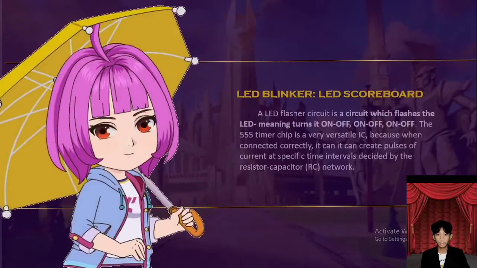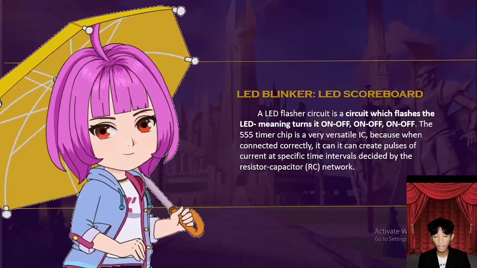Before we tackle a more in-depth discussion about the LED blinker, let us first define what an LED blinker means. An LED flasher circuit is a circuit which flashes the LED, meaning it turns it on and off. On, off, on, off, on, off.